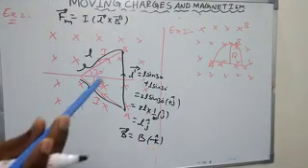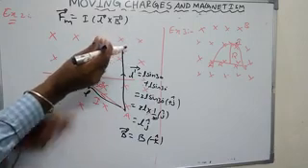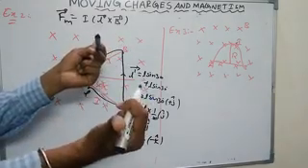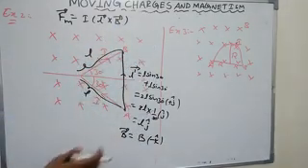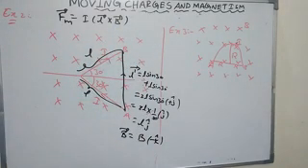Magnetic field is perpendicular into the board, negative z-axis. If it is perpendicular out of the board, it is the positive z-axis. Then B bar is equal to B into minus k cap. How much current is flowing? Current I is flowing.